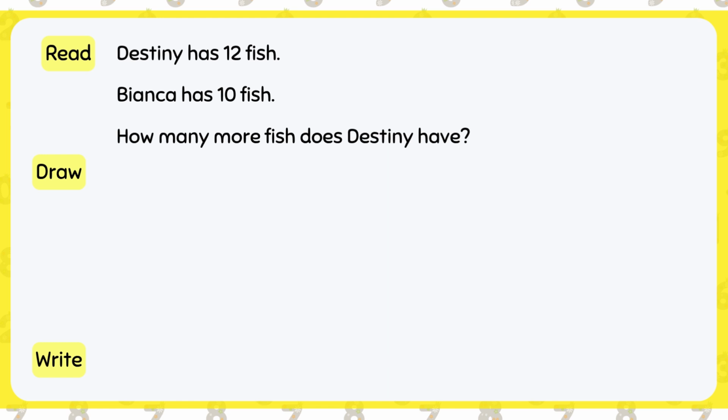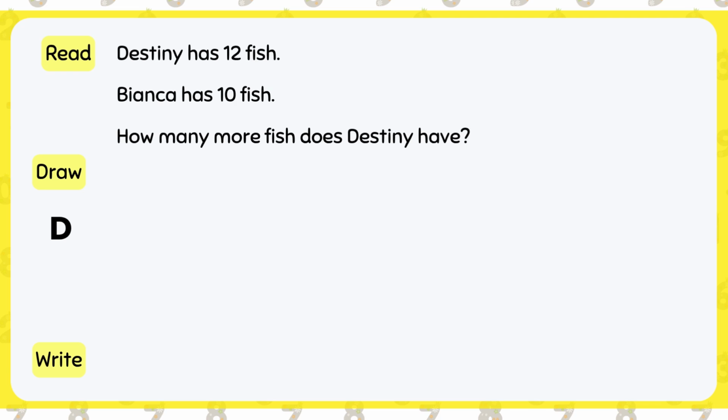Okay, so when we're doing the read, draw, and write strategy, we're going to do all those parts. So we read the word story, and now we're going to draw what we know. All right, so let's see. Well, the first line says Destiny has 12 fish. So I definitely want to draw a picture of that. But then it also says Bianca has 10 fish. And I don't want to get our fish confused. So I think what I'm going to do before I start drawing Destiny's 12 fish is I'm going to write the letter D because I know the letter D is at the beginning of Destiny. Yep, the letter D. So I know all the circles that I'm going to draw with my quick math picture right after D are all the fish that Destiny has.